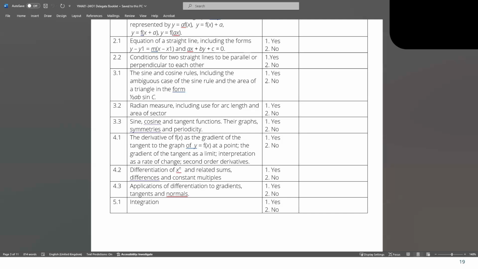And then we have differentiation of x to the power of n and related sums, differences, and constant multiples. Yes, partly. We're referring to the slight difference there with the fractional and negative indices. And then applications of differentiation to gradients, tangents, and normals. That's yes, partly. The gradients part there is what is slightly different. And then integration, that is completely new. That's a no for the international GCSE.